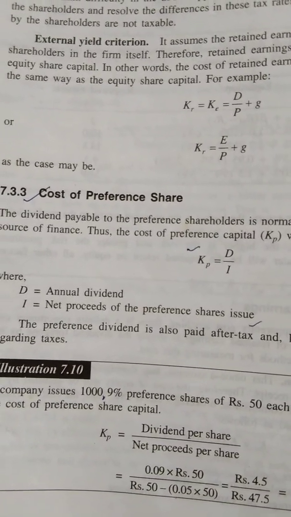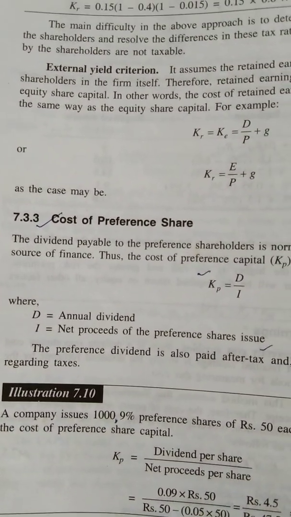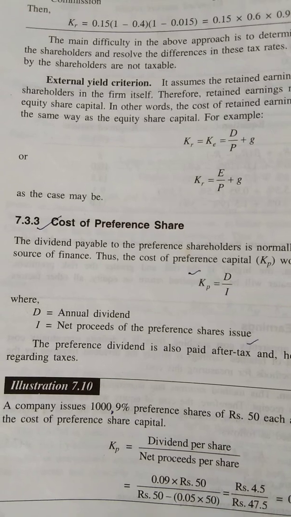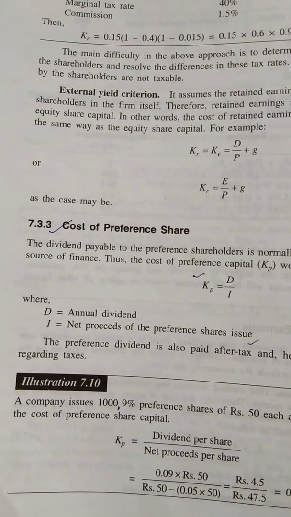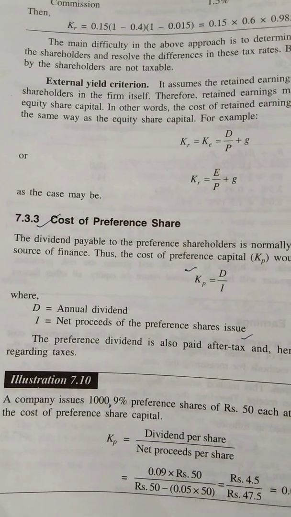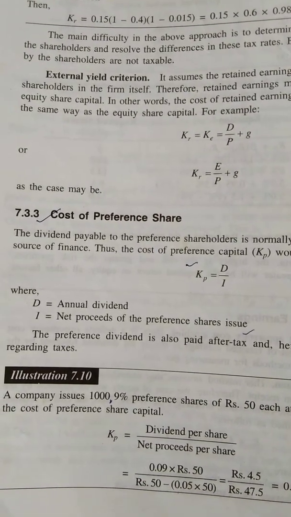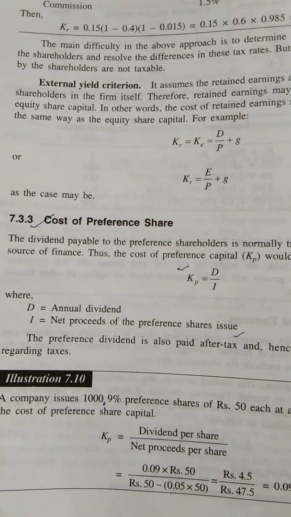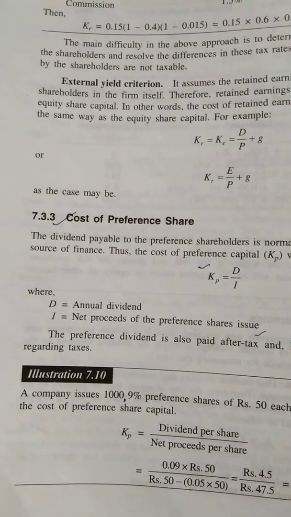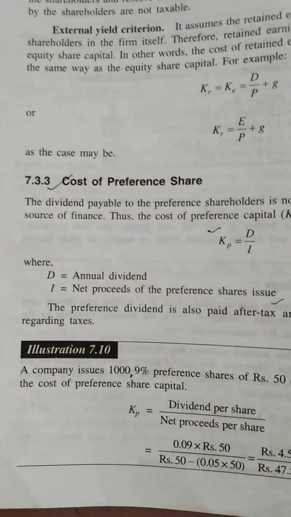It is actually known as external yield criterion. Using this formula, the cost of reserve is treated at par with equity, as the equity shareholders only can claim over reserves. That's why reserve is treated at par with equity. Again I am telling, as only the equity shareholders have a claim over reserves, therefore reserves is generally treated at par with equity.